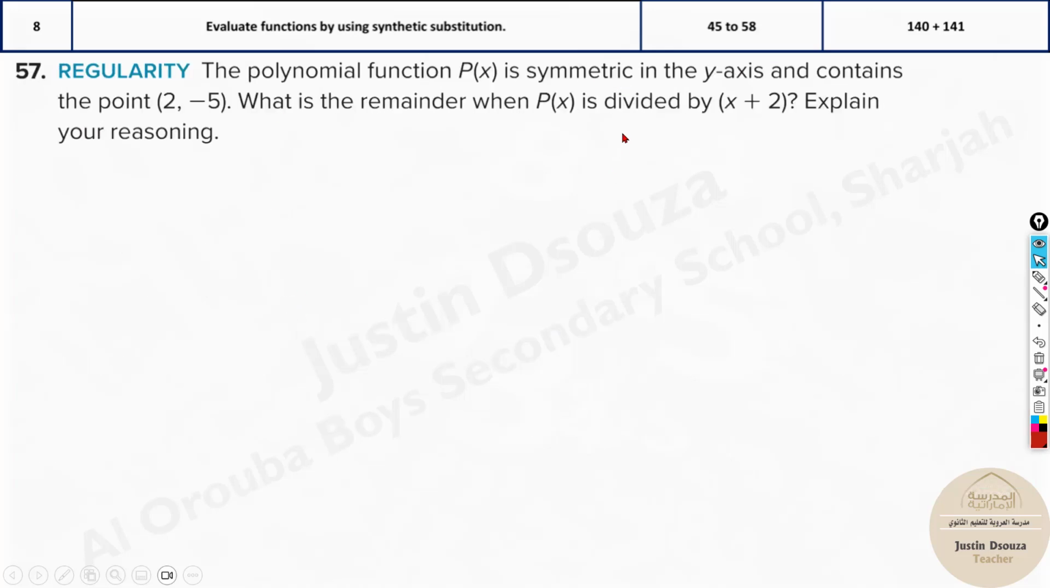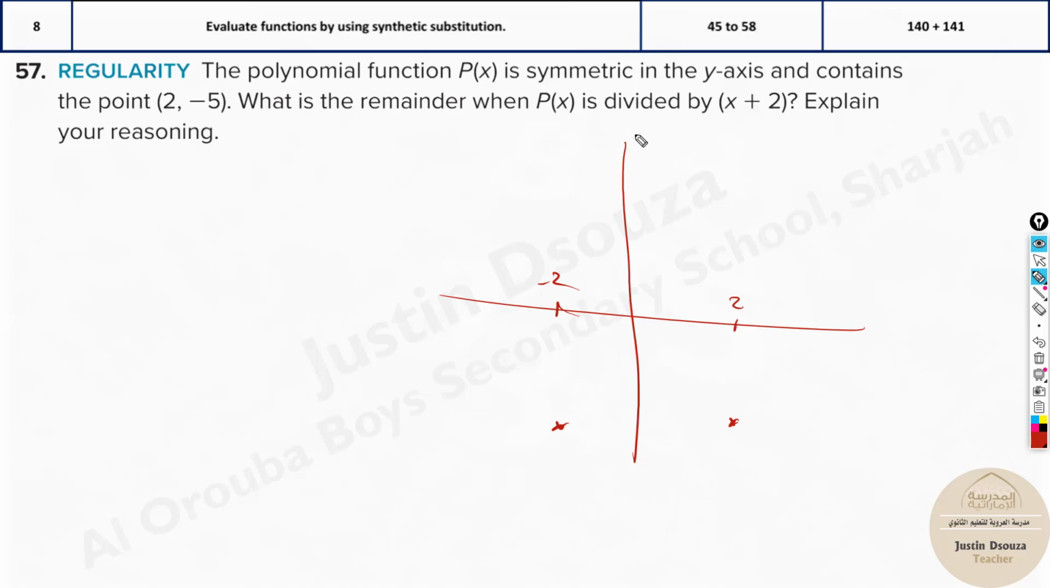Okay, this is a little bit different. The polynomial function p of x is symmetric in the y-axis and contains the point 2 comma minus 5. It's symmetrical along the y-axis. So let me just draw the point, it's much easier to analyze. Now it's 2 and minus 5 somewhere over here, and it's symmetrical to the y-axis. So if this is 2, it'll also go at minus 2, symmetrical, like a mirror. This side is also a point.